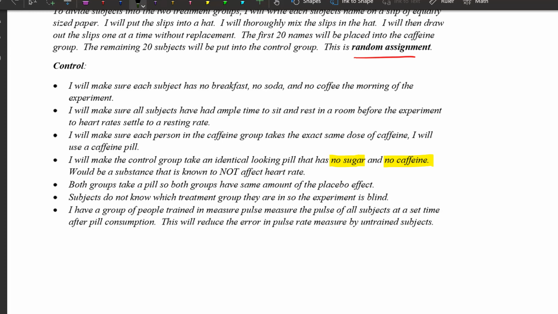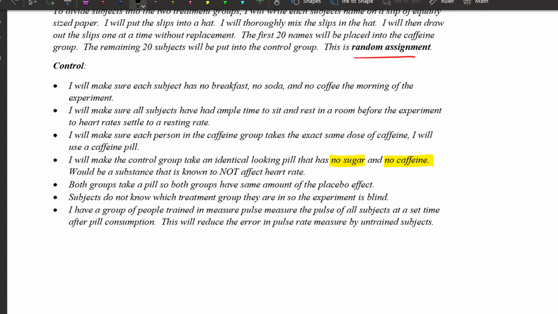I have a group of people trained in measuring pulse rates. Do I have a typo here? And I have a group of people trained in measuring pulse rates, and they will measure all the subjects a set amount of time after the pill was consumed. I think there's a typo here, I'm sorry. But basically I'm going to wait a set amount of time for the caffeine to take its effect, and then I'm going to have a group of trained people measure the subject's heart rates. This will reduce possible errors in heart rate measurement by students or untrained subjects.